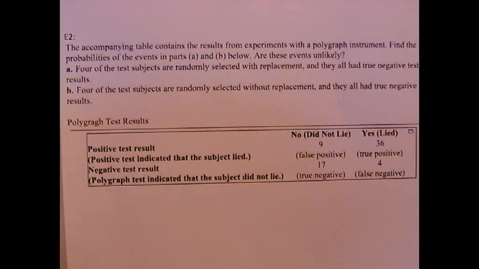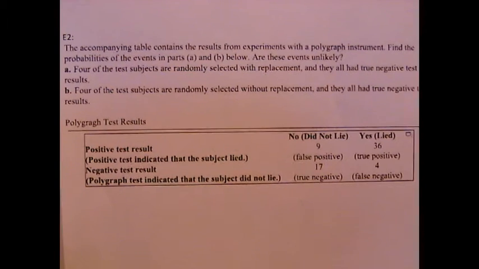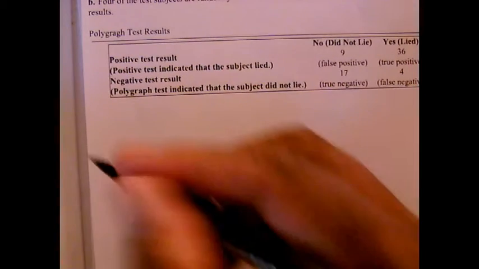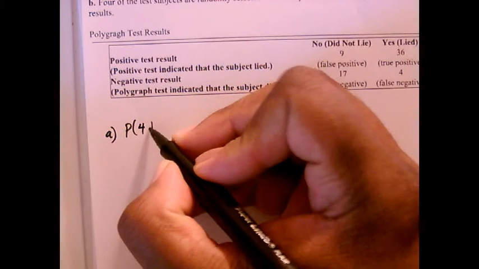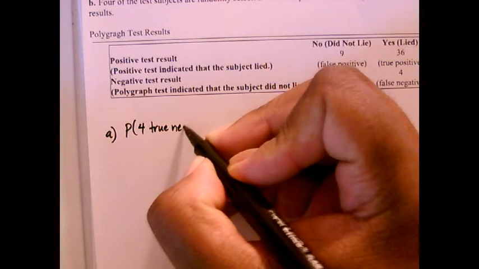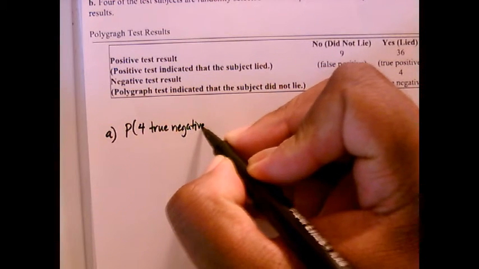And here, in part A, you have four subjects. Four of the test subjects are randomly selected with replacement, and they all had true negative test results. With replacement means that the probabilities for each individual test subject will remain the same. So the probability that we have four true negative test results.